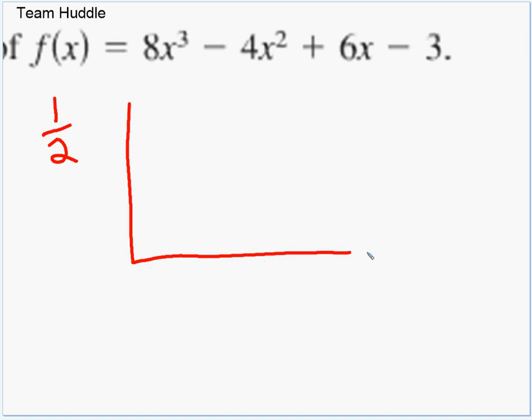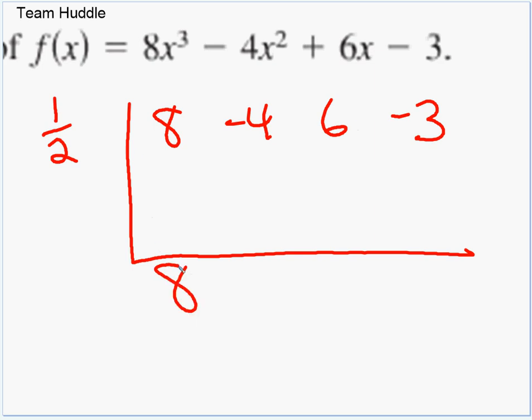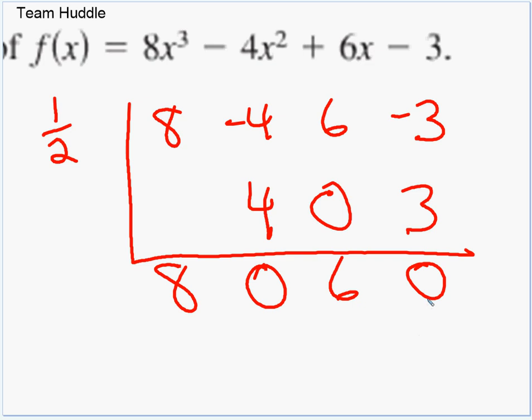1/2, synthetically divide into 8 minus 4 plus 6 minus 3. Bring down our 8. Half of 8 is 4, and that adds to nothing. Half of nothing is nothing. Add that and get a 6. Half of 6 is 3. There's our 0 remainder. So x equals 1/2 is one of our solutions.